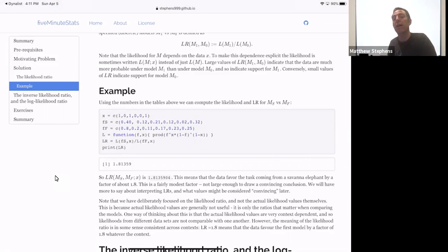So because of that, I encourage you to use the terminology, the likelihood for the model, which means the probability of the data given the model. Okay, so that's the first comment.